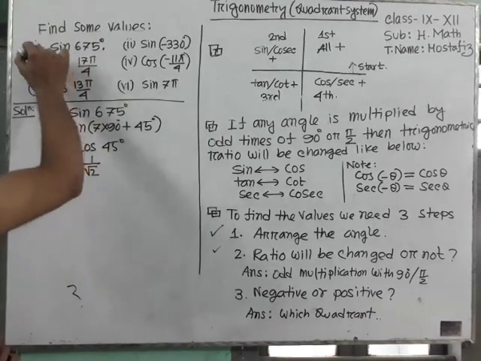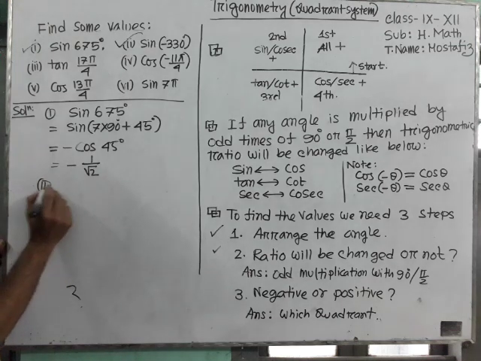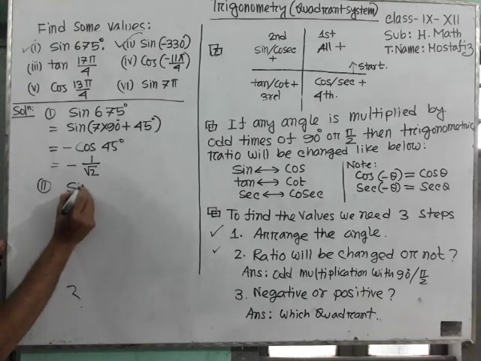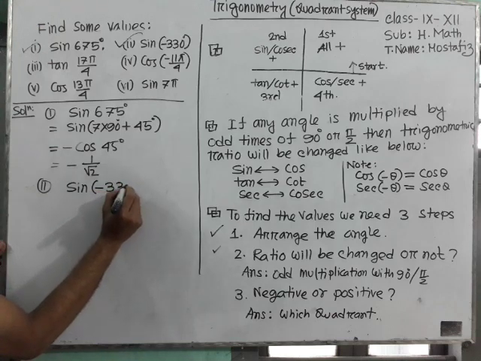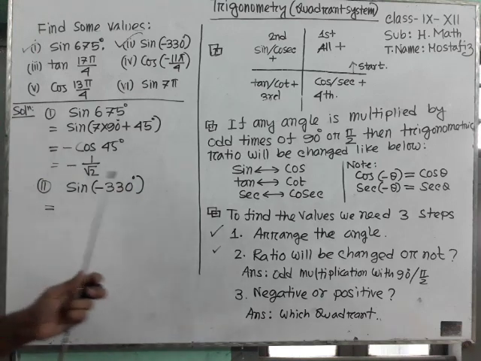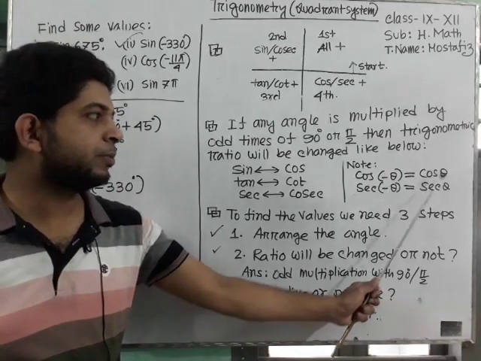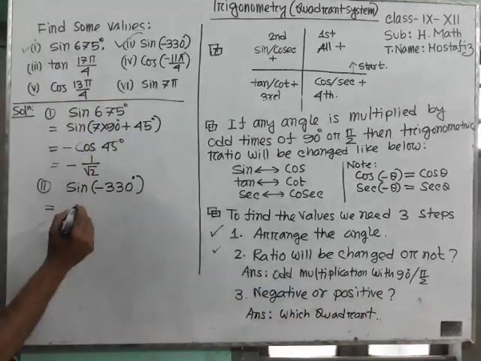Now come to the second example, that is sine minus 330 degree. Okay. I have told you that for cos minus theta it will be cos theta, and for sec minus theta it will be sec theta, but for sine minus theta it will be minus sine theta.